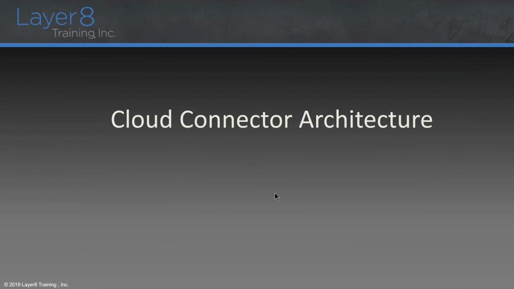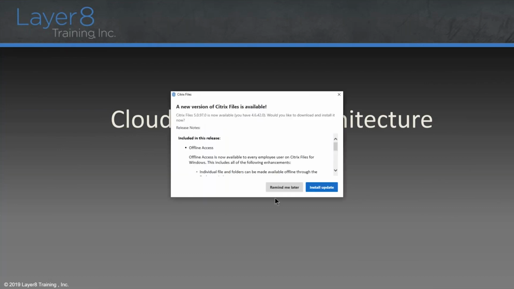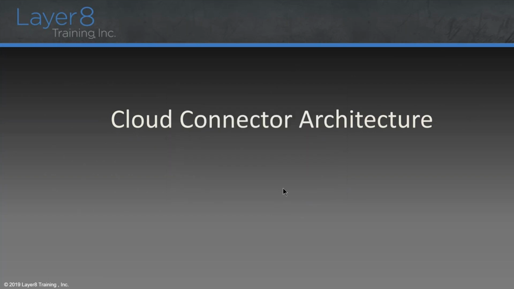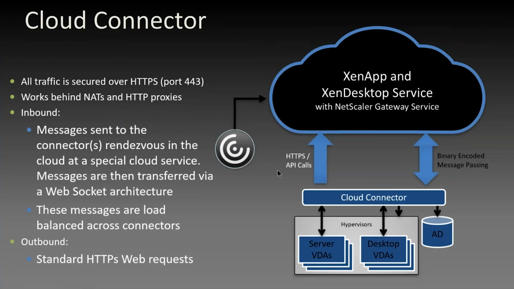And then we got one little thing here. This is going to be your cloud connector architecture. This is the architecture that is slightly different from a standard deployment. This is going to be the cloud connector. This is the component that is replacing your delivery controllers inside of the system, and it's the proxy. It will proxy all of the communication from your on-prem or your cloud-based resources up to the Citrix cloud over a secure 443 connection. And it works behind NATs and HTTP proxies on the system.